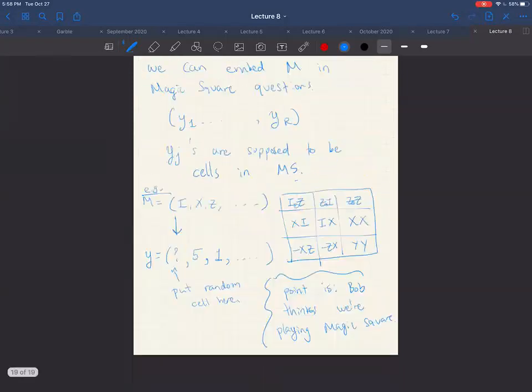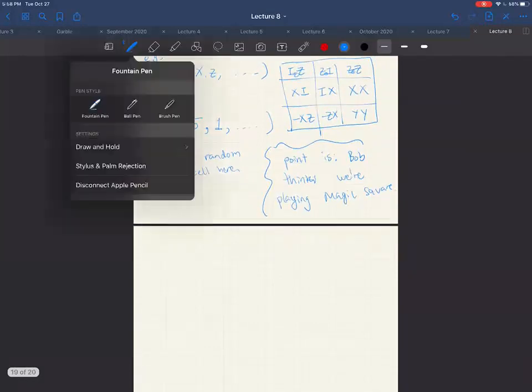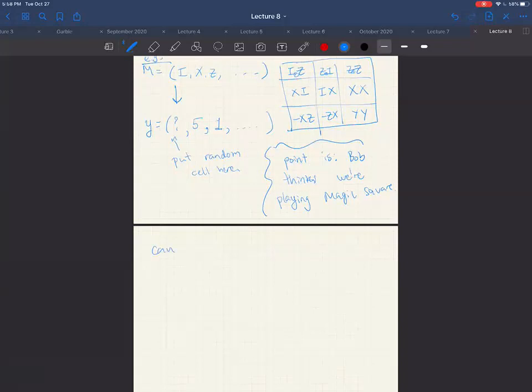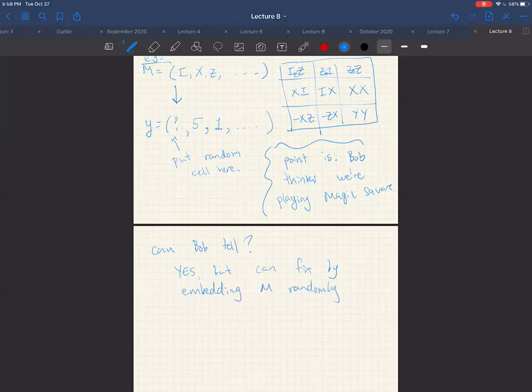So the way to solve that is you actually embed the M into a larger Y. So imagine that you're playing not just R games, but R squared different games. So your Y vector is going to be super long. But then you just randomly drop in M at different locations. And that will be enough to mask whether you're playing Magic Square or asking them to do a specific measurement.